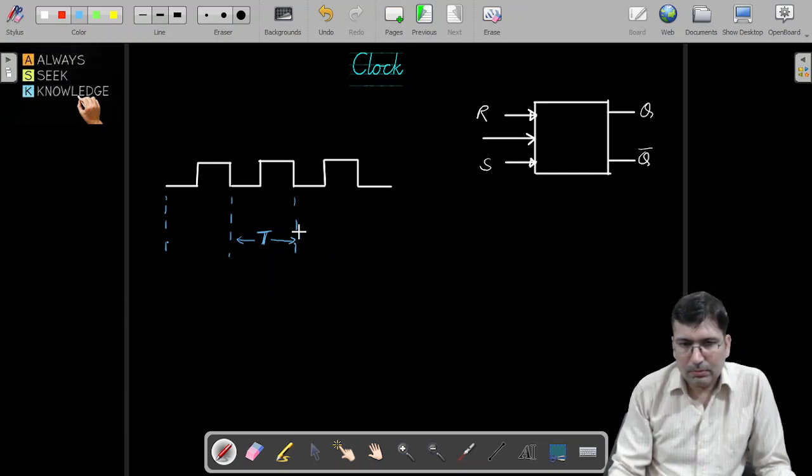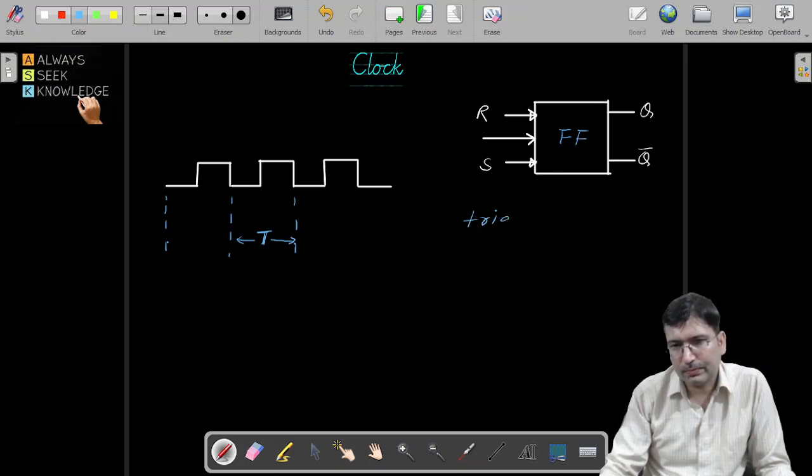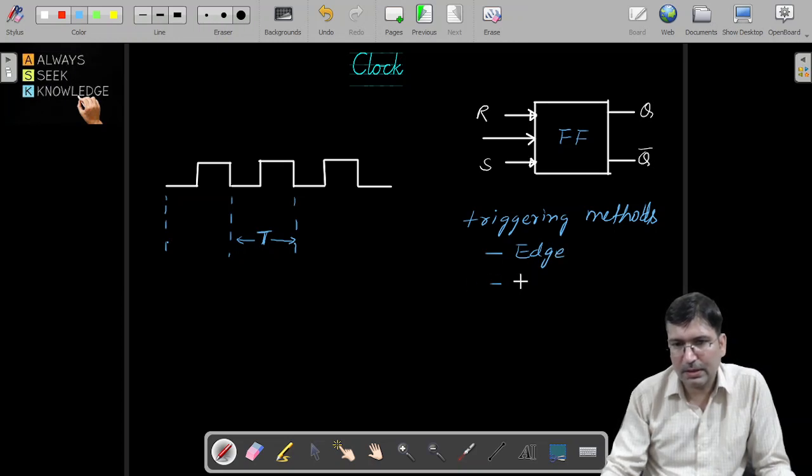Now once we pass the clock, the circuit will be enabled. There are generally two types of triggering methods we use to trigger this flip-flop. I'm writing this is flip-flop. One we consider as edge triggering, another we consider level triggering.